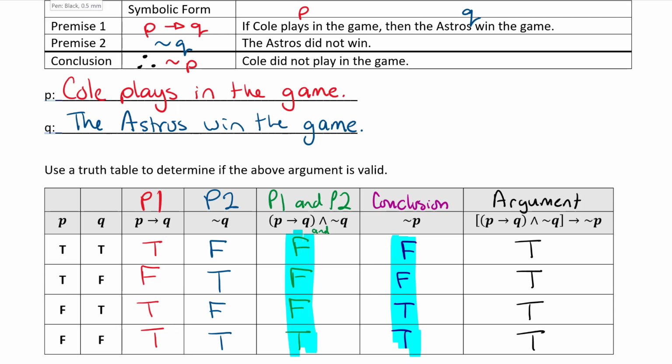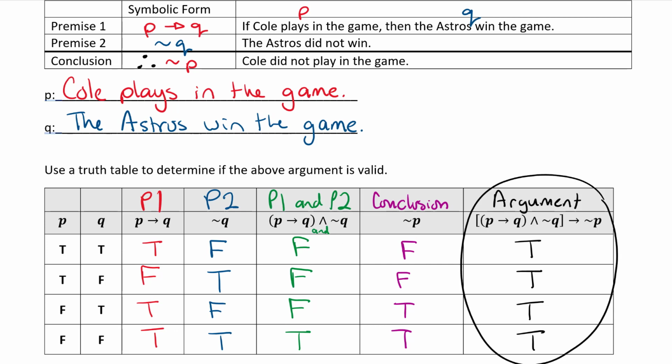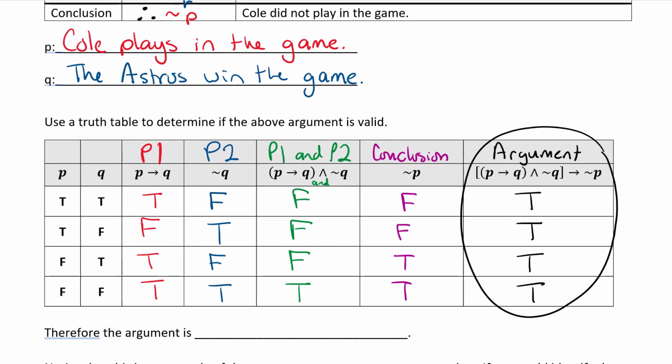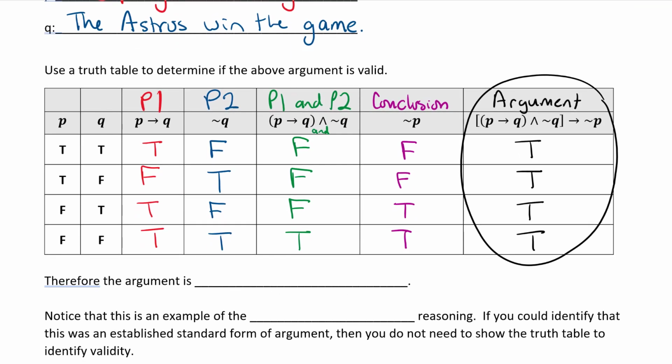What do you notice about the entire last column here? Every single one of our arguments is true. If we assume that our premises are true, that truly does imply that our consequent is also true. Therefore, we can say that this argument is valid. Now, if you would have looked up at the top, you would have noticed that this is an example of the contrapositive reasoning.